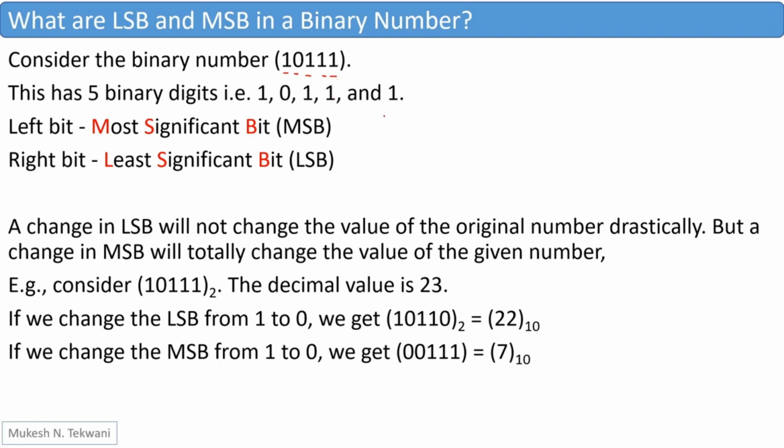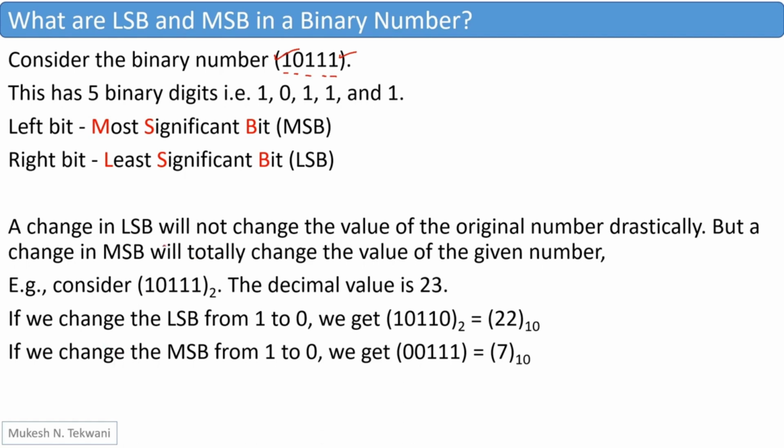Now out of these 5 bits, the bit which is at the extreme left, that means the bit 1, is called the most significant bit. This is similar to the most significant digit, which was the digit at the extreme left of our number. The rightmost bit, which is in this case 1, we will call the least significant bit. Now observe this. What is the significance of these terms, most significant bit and least significant bit?